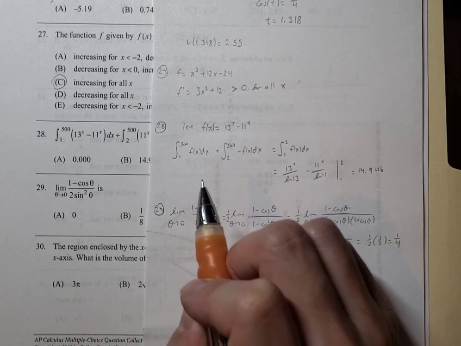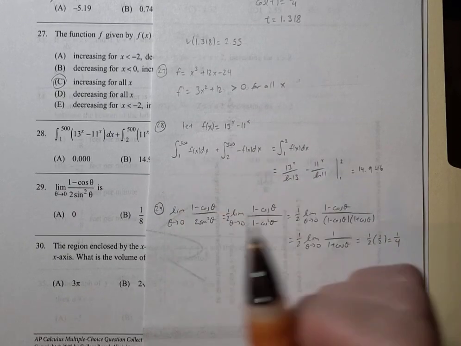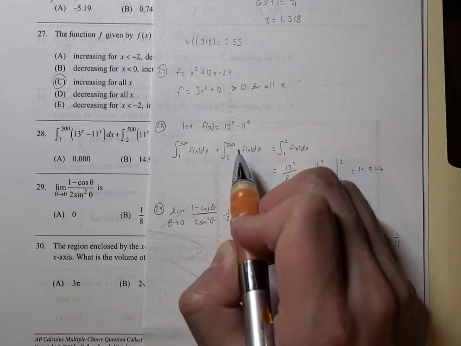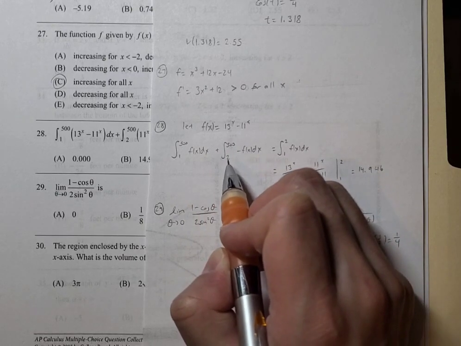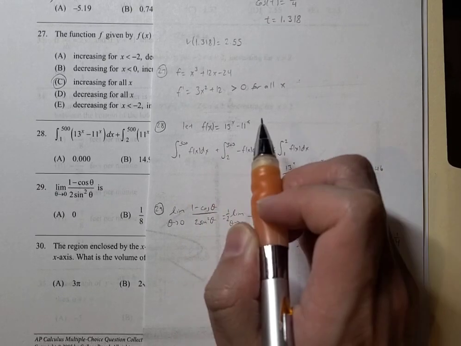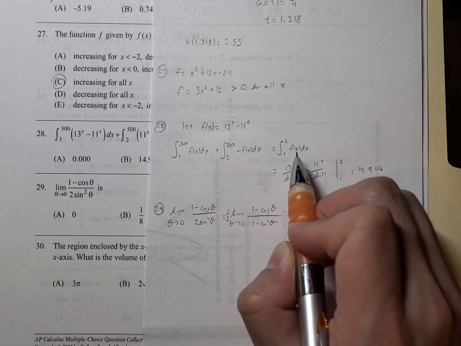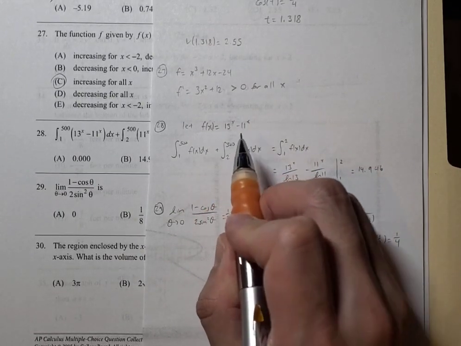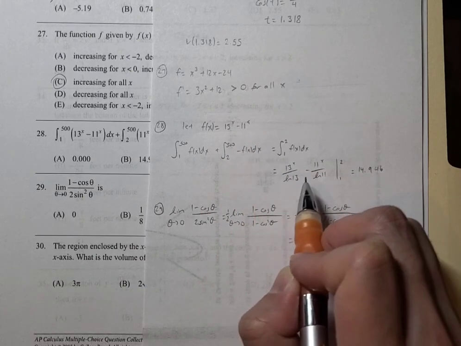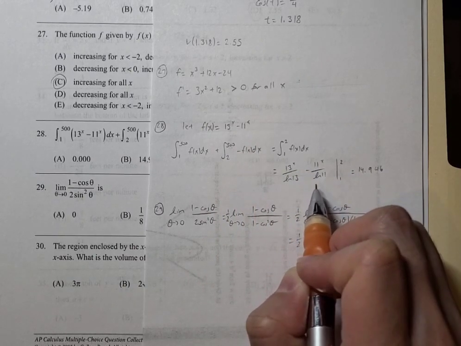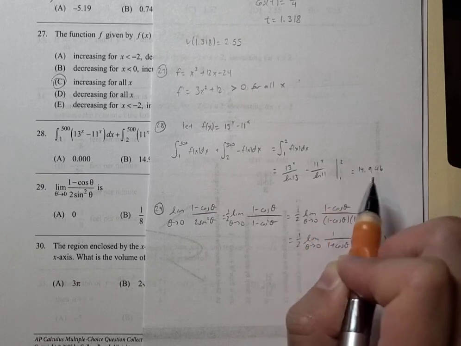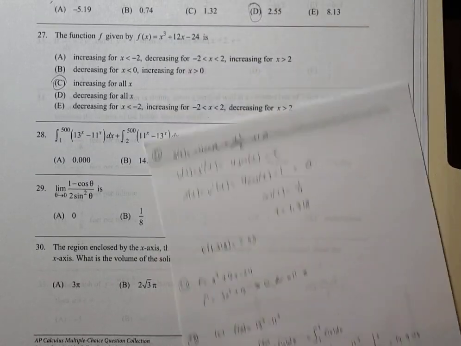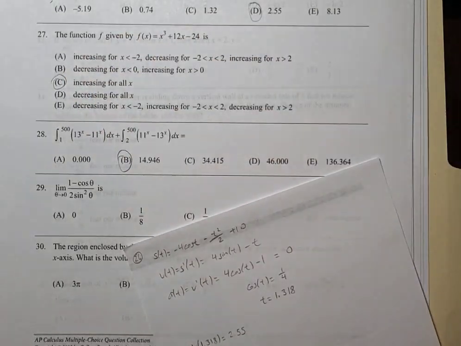So by properties of integrals, you can think of it as area. We have the area from 1 to 500. We want to subtract the area from 2 to 500. So what's left? The area from 1 to 2. And so we just integrate this. That's 13 to x over ln 13 minus 11 to x over ln 11. We evaluate from 1 to 2, and this way you need a calculator again. You should get 14.95 almost. So that's B.